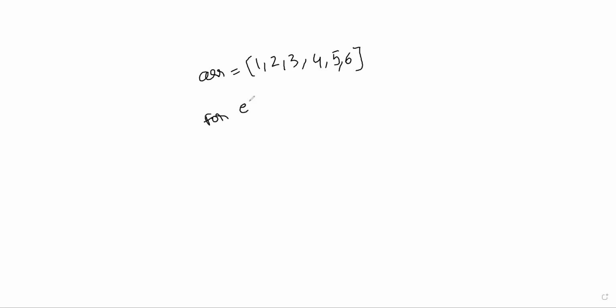For element in array, so this is nothing but taking each and every element in the array. For element in array, if that element is equal to k, then break. So k is nothing but a search element.